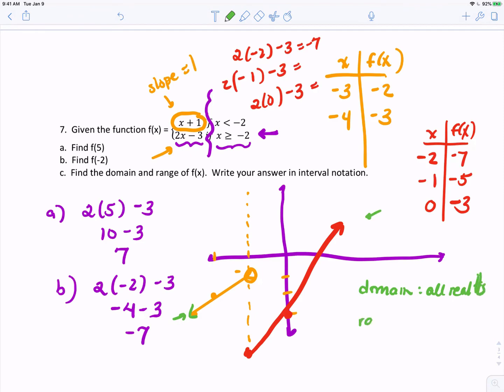Let's talk about the range. So for the range, notice that below, if we look at the vertical axis, this arrow again means we keep on going down. And if we look in the vertical axis, this arrow here means that we keep on going up. And so the range is also going to be all real numbers. In interval notation, all real numbers is written as the interval from negative infinity to positive infinity. And that's the end of this week's problem set.